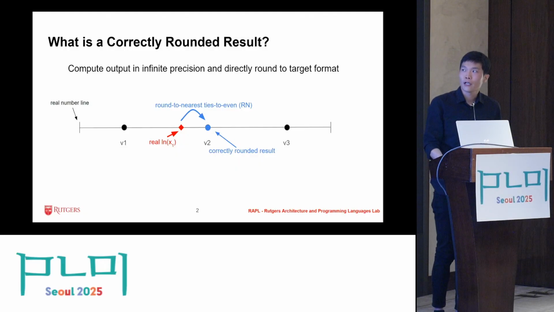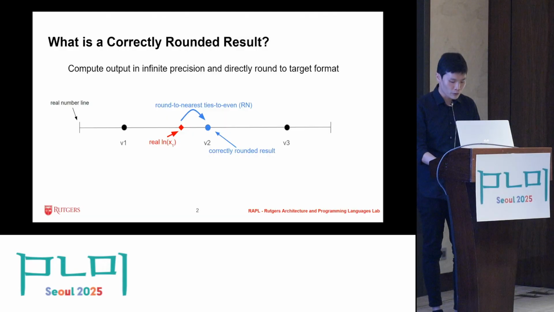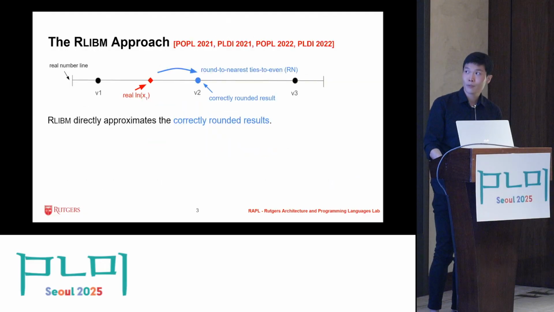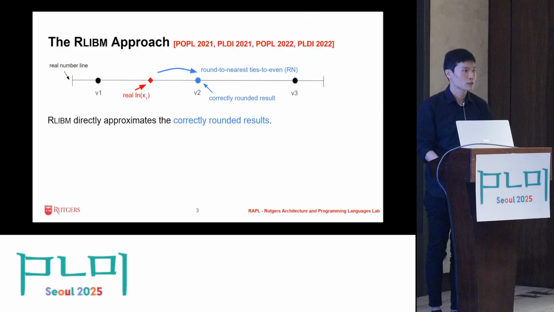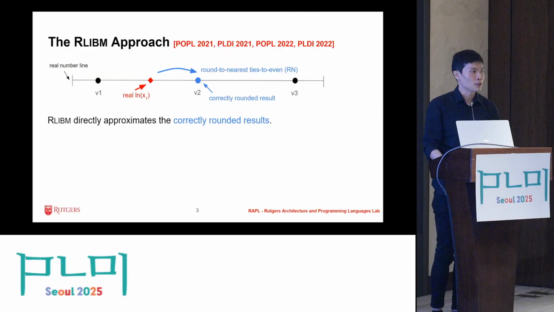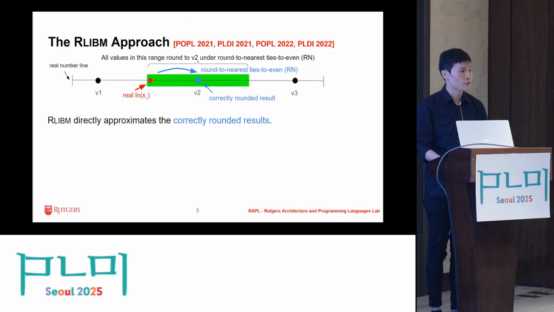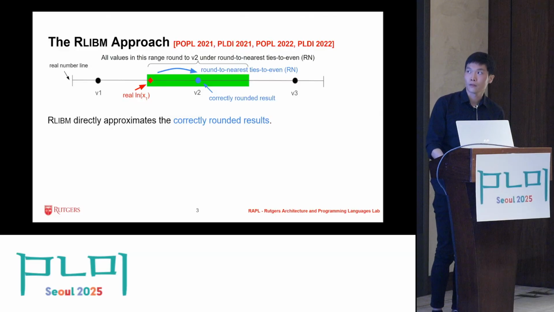Now, math libraries generally approximate elementary functions like log using polynomials. The most conventional approach to developing correctly rounded elementary functions is the minimax approach, which minimizes over all inputs the maximum error incurred by a polynomial relative to the real function results. In contrast, instead of approximating the real function results, RLibm proposes directly approximating the correctly rounded results. Given a function, each correctly rounded result in some final target representation, like 32-bit floats, is going to have a range of values in some intermediate representation with higher precision, like 64-bit doubles, that all round to the correctly rounded result. Such ranges are referred to as rounding intervals.